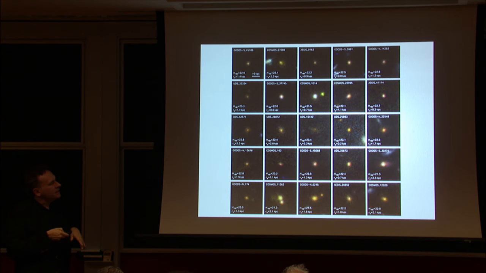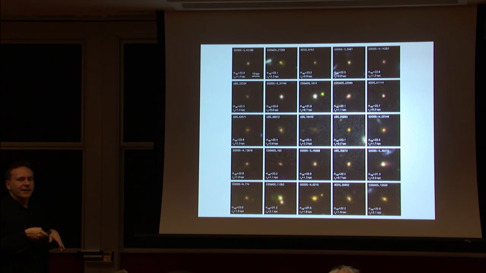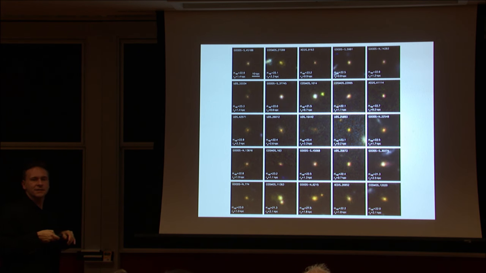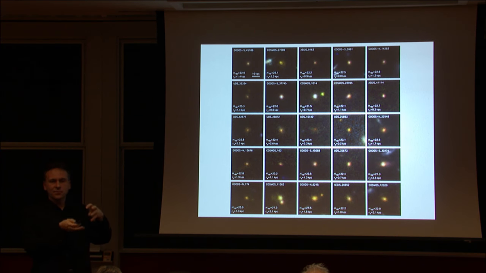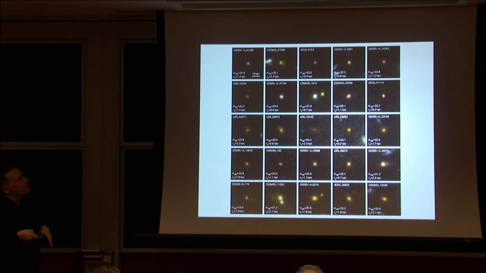Yeah. This thing has a clear tidal tail, again. This thing is a merger of 2 compact galaxies, actually. So this will actually decrease the number of compact star-forming galaxies because they're both in that category. So it's kind of a mixed bag.